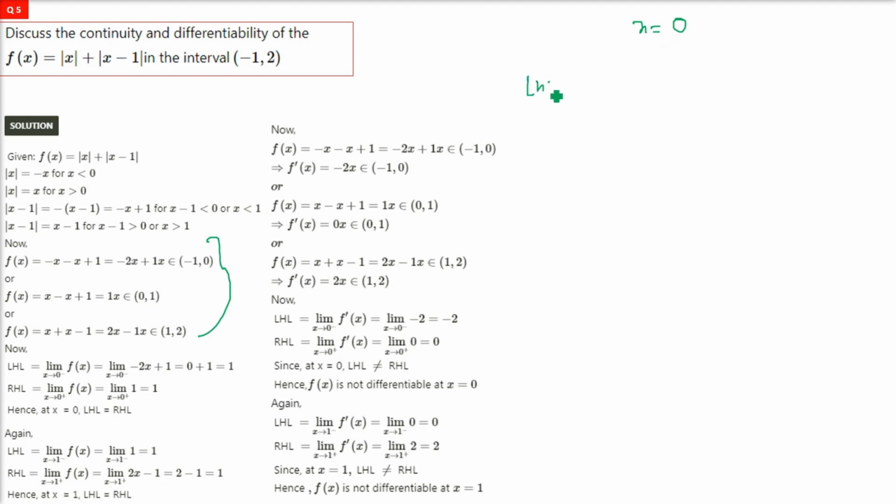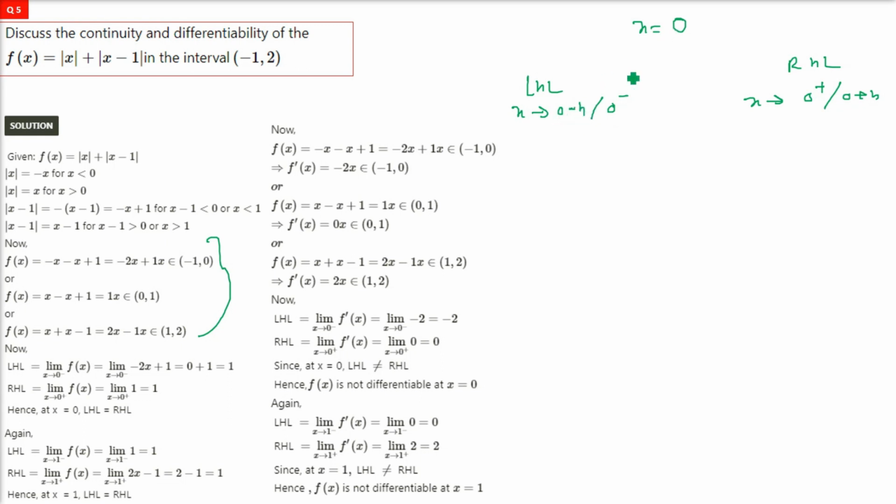So LHL and RHL I am going to use at x equals 0. What you can do is always put 0 minus h on the left hand side, 0 plus h on the right hand side. You can always write 0 plus h, but I am going to write 0 plus because we already know what is going to come, since we have already solved it. So x says 0 minus h.